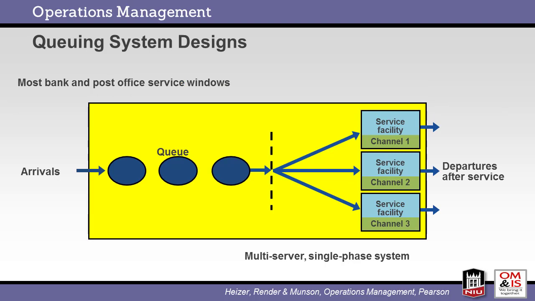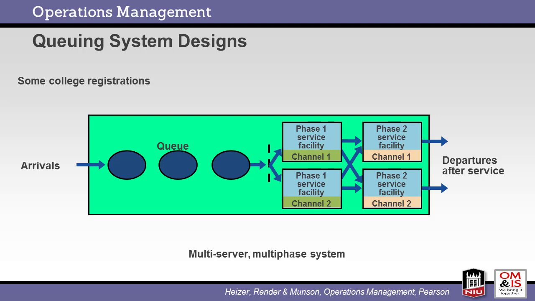At this bank, we have a single line feeding multiple teller windows. Each teller can perform all services, so there are no additional steps required. This would be a multi-server, single-phase system. This process flow shows a multi-server, multi-phase system for a common college recruiting process. There is a single queue feeding two parallel sets of processes, or phases.